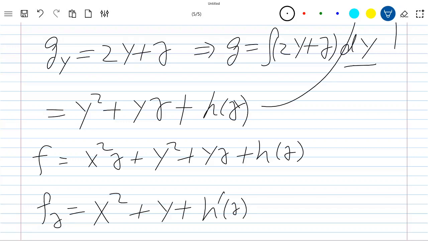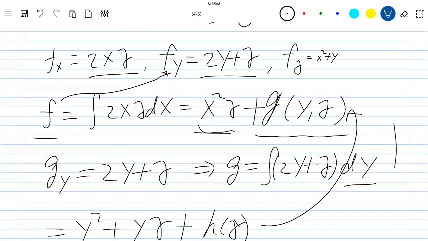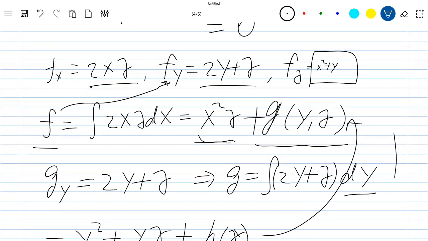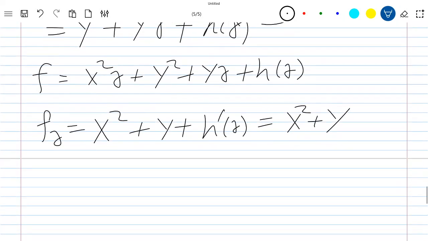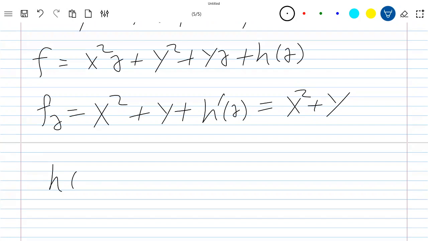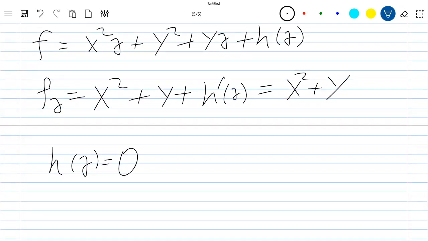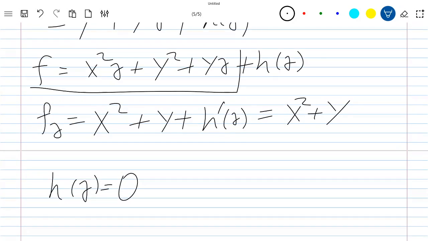Alright, let's see what it should be. It should be just x squared plus y. So, what does that mean? It means h prime equals 0. So you can just set h of z to be 0, or an arbitrary constant. Why not just set it to be 0? So that's it. This is your f. So we found the f.